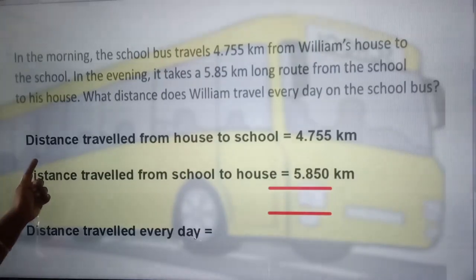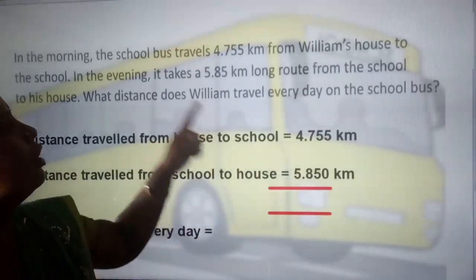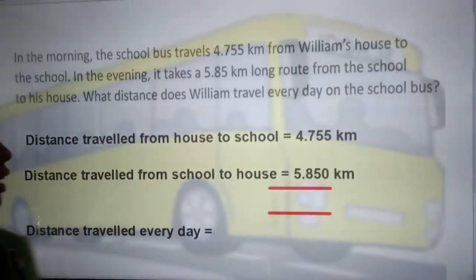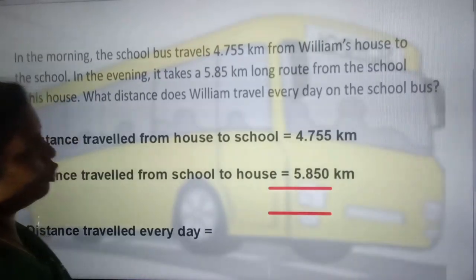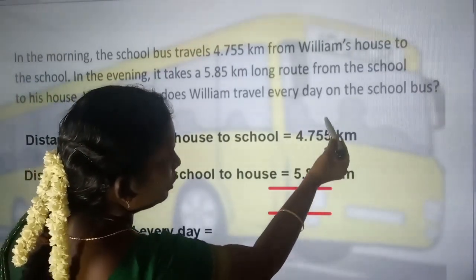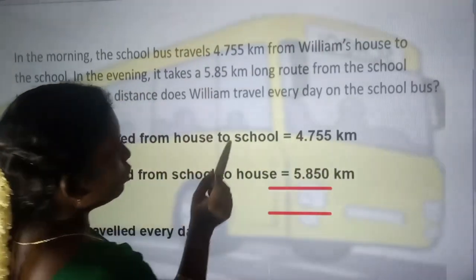So first we are writing the statement as distance traveled from house to school: 4.755. The same way, distance traveled from school to house: 5.850. We have to write the numbers straight. See, 1000th place under 1000th place. Here they have given only 5.85.